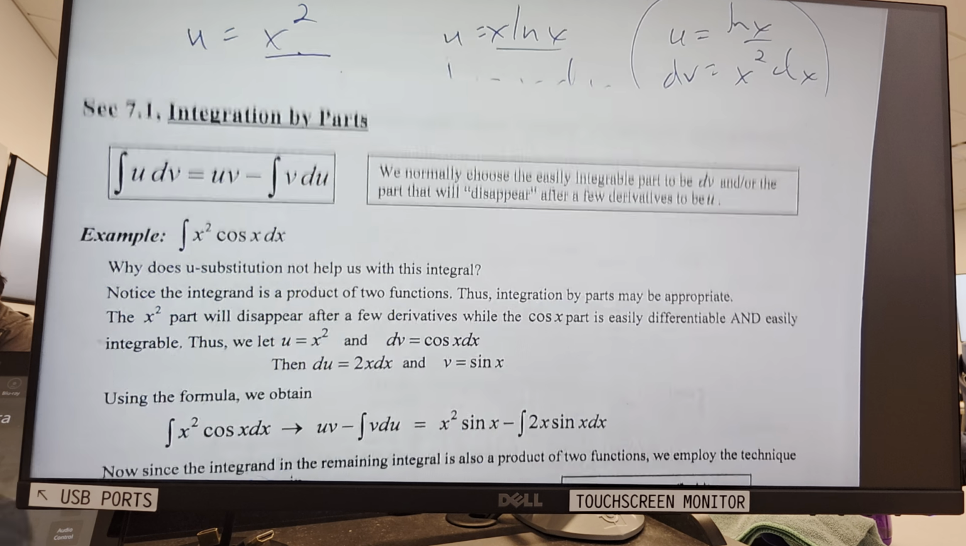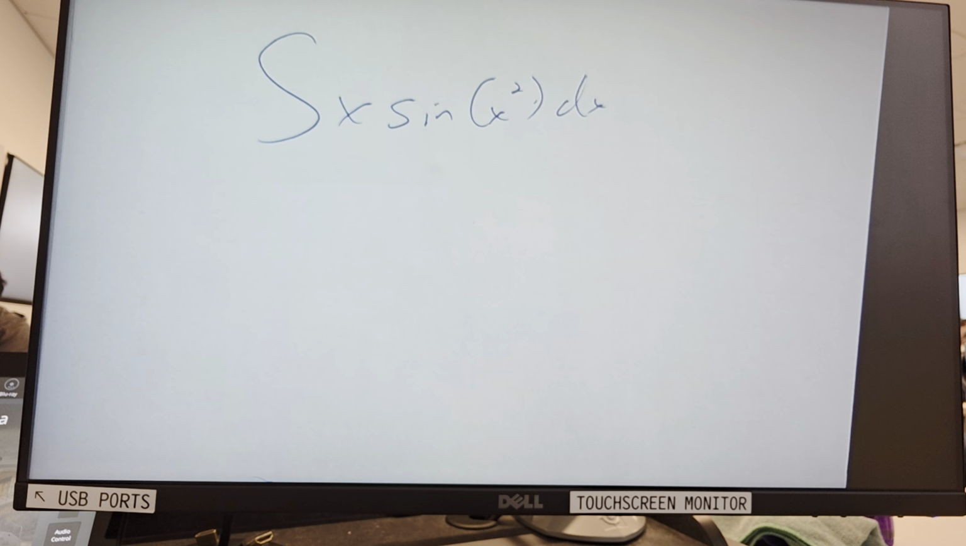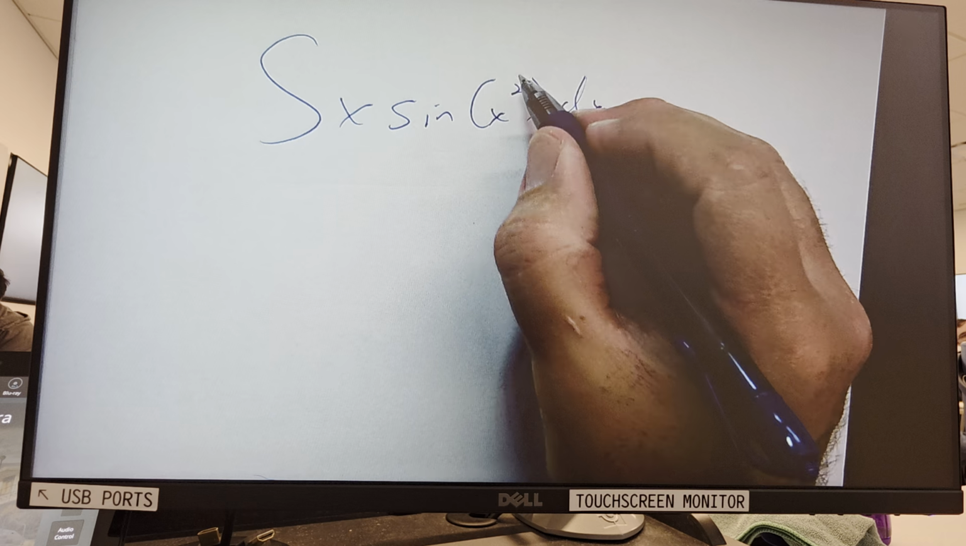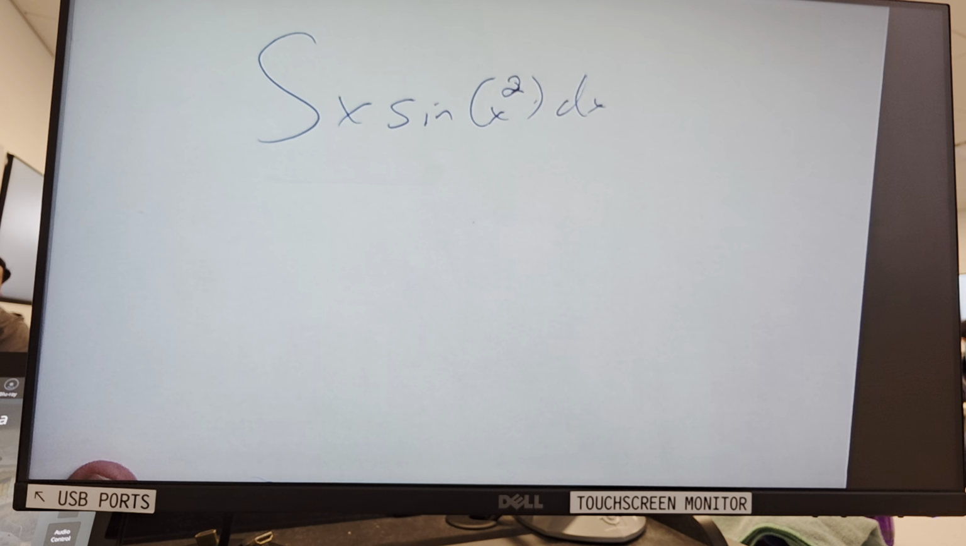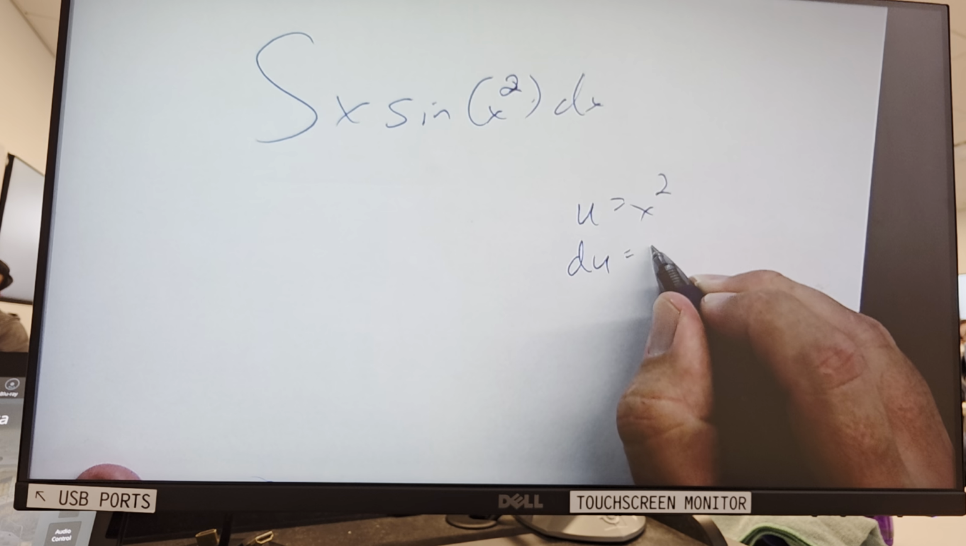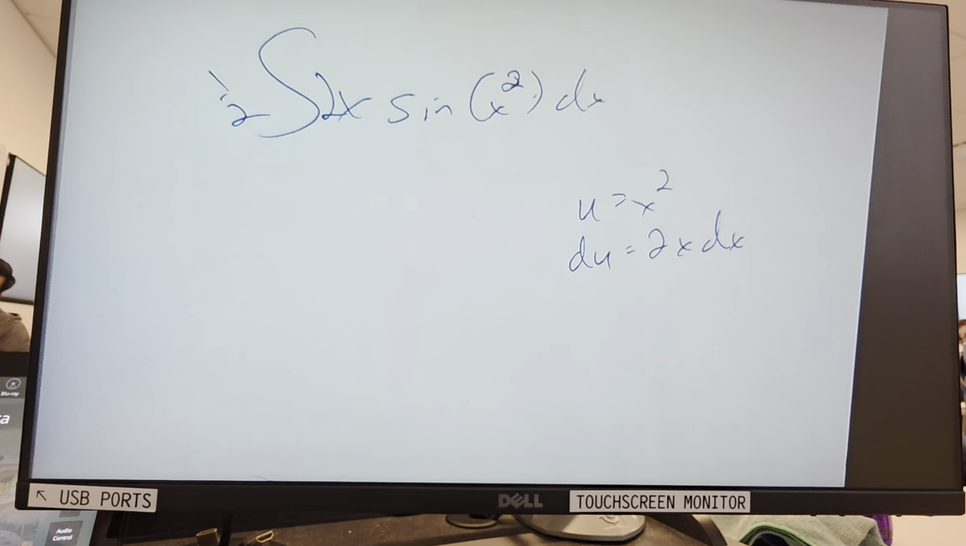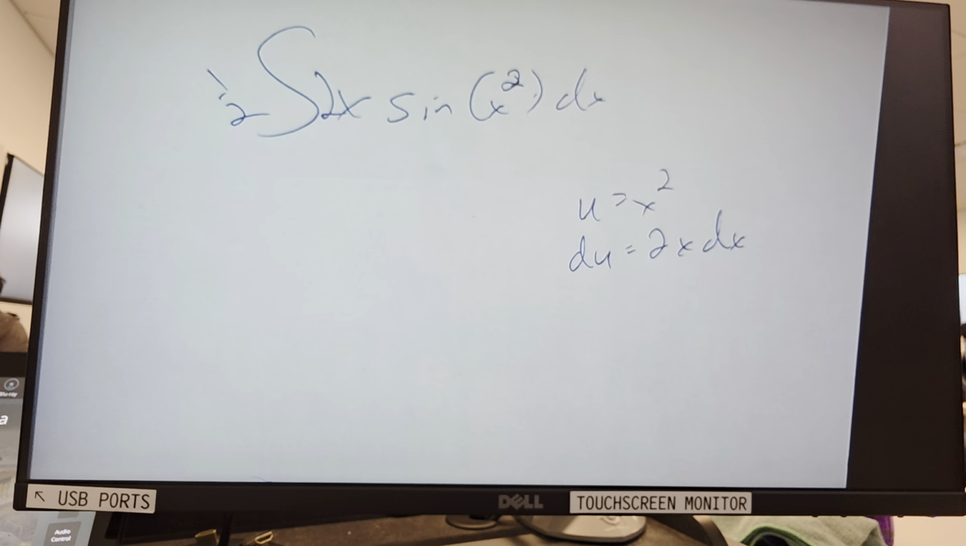Guys, real quick. If I did have the integral of x sine x squared, why is that easy? What's stuck? What function is stuck? If I let u equal x squared, what's du? 2x. I could put a 2 here, 1/2. It's just u sub, yes? It's just u sub. You guys see that?